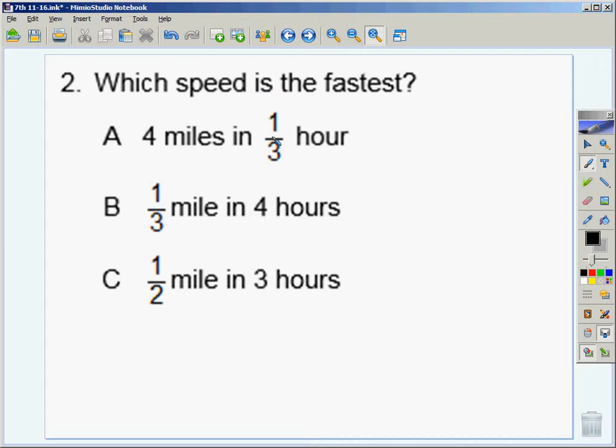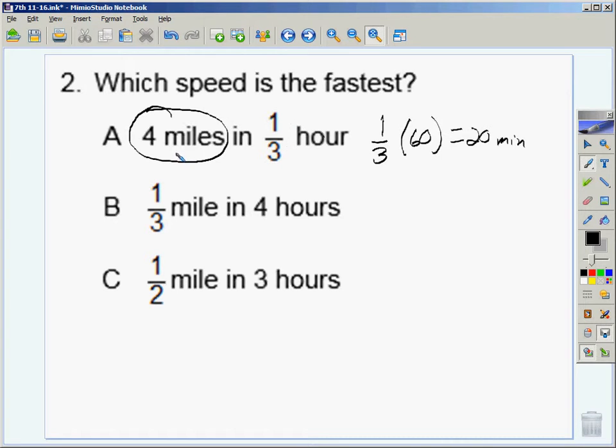What does the fraction 1/3 represent? If you're talking about 1/3 of an hour, it's 20 minutes. 1/3 of an hour is 20 minutes. But that doesn't matter. And here's why. This, listen, 4 miles in less than an hour. This is less than 1.